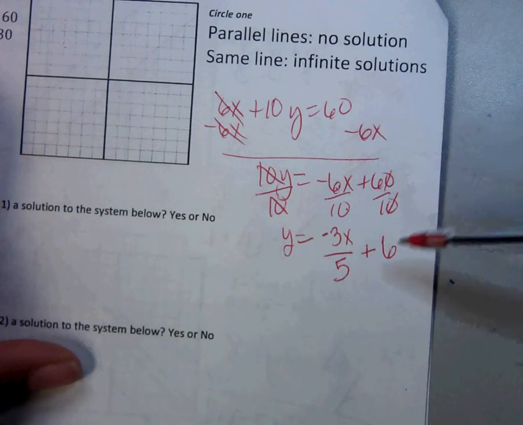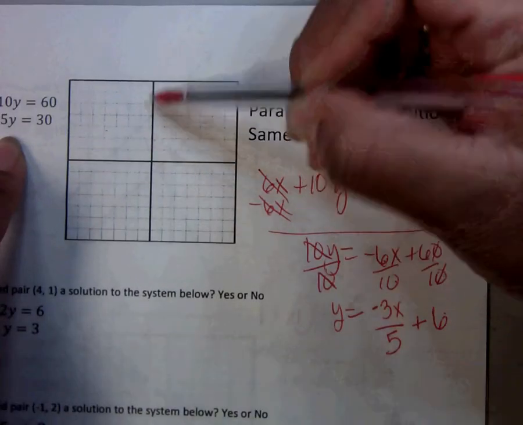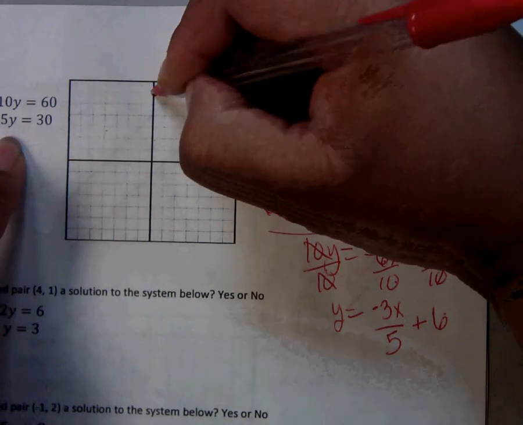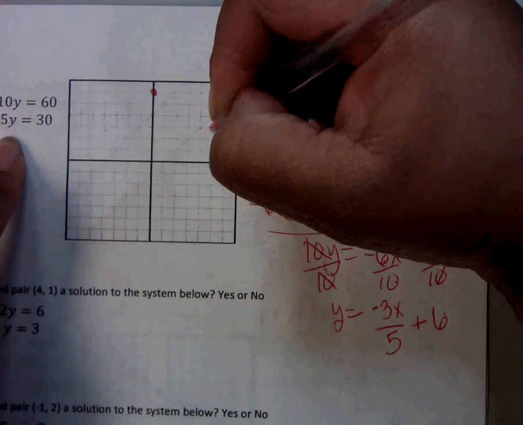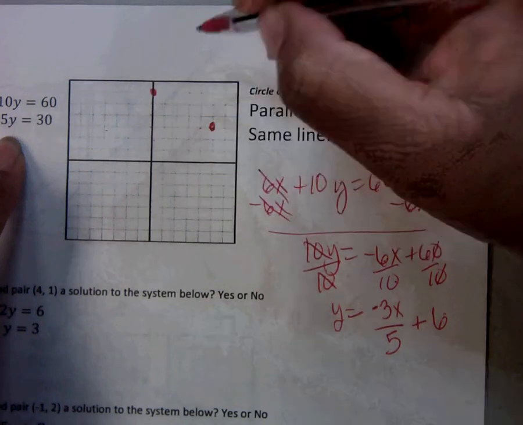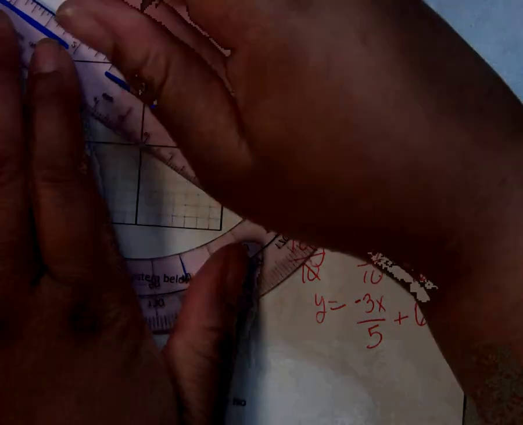So now we go to 6. 1, 2, 3, 4, 5, 6. Go down 3. 1, 2, 3. To the right 5. 1, 2, 3, 4, 5. And we have enough to connect.